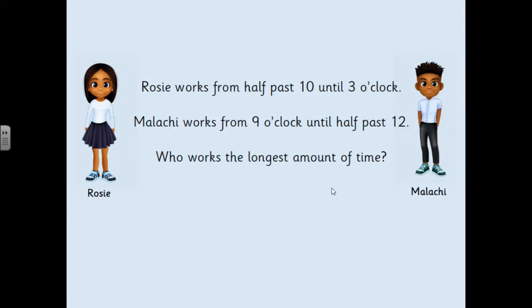Okay, so we've got Rosie and Malachi here now. Rosie works from 10:30 until 3 o'clock, and Malachi works from 9 o'clock until 12:30. Who works the longest amount of time? What you need to do is find out the durations of how long Rosie works and Malachi works, and then you'll be able to figure out who works the longest amount of time. Please have a go at it.